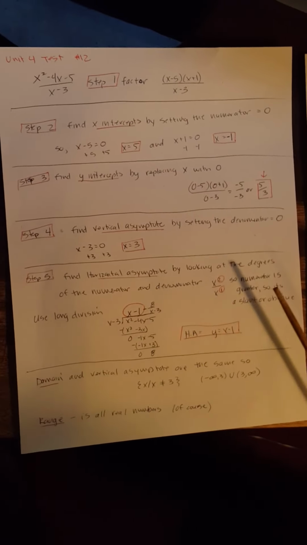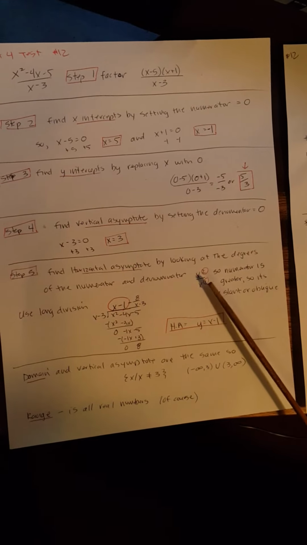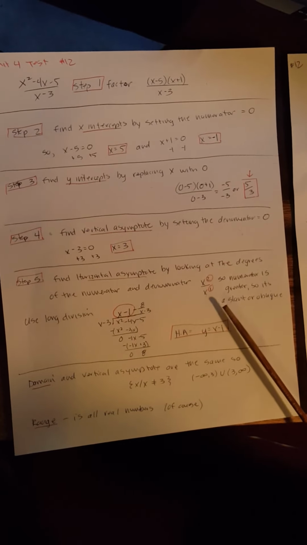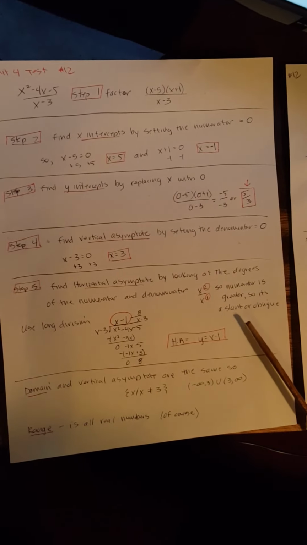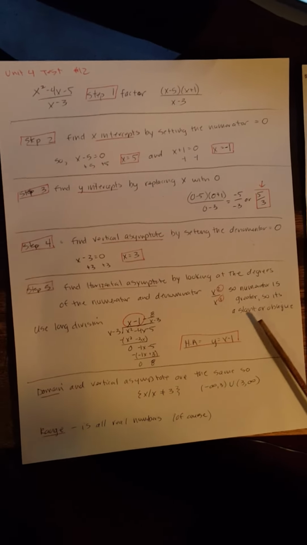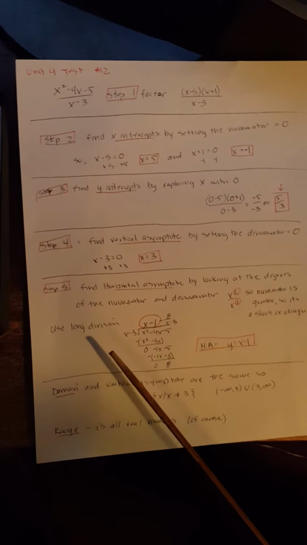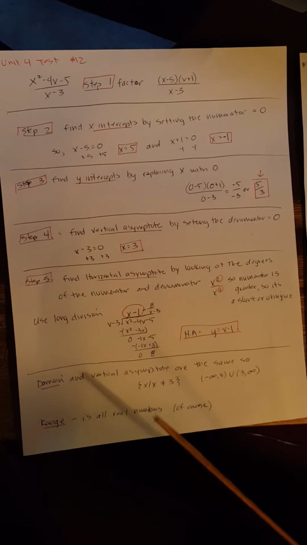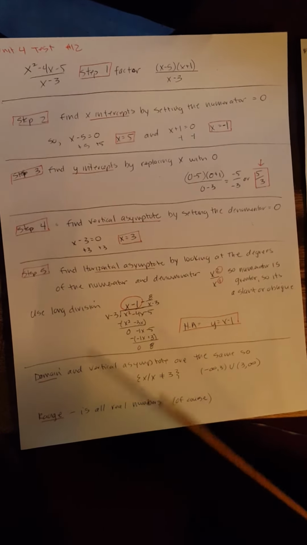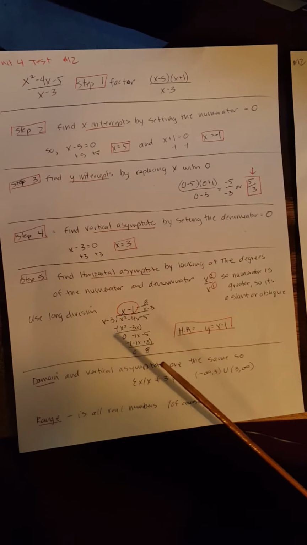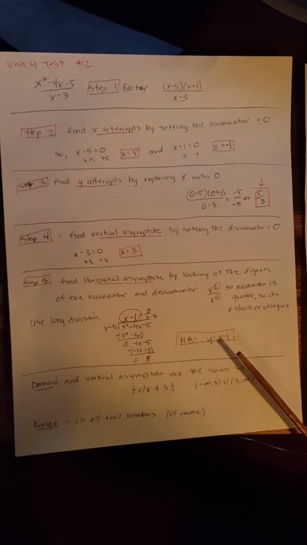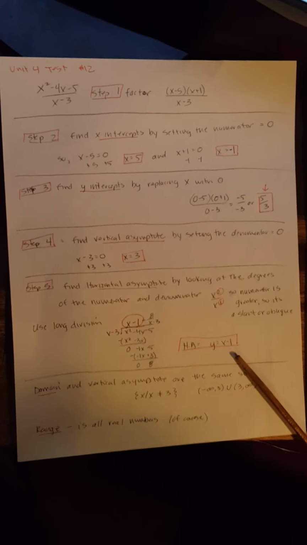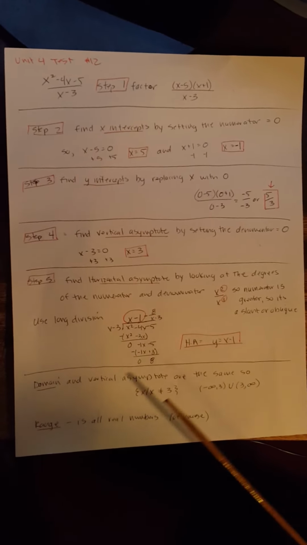Step 5 is to find the horizontal asymptote by looking at the degrees of the numerator and the denominator. We have x to the second degree on top, and x to the first degree on the bottom, so the numerator is greater. So it's going to be slant or oblique. We have to use long division to solve this, and I've shown the division right here. You don't have to worry about the remainder, we're just focusing on the answer, x minus 1. So we've got a slant asymptote, y equals x minus 1.